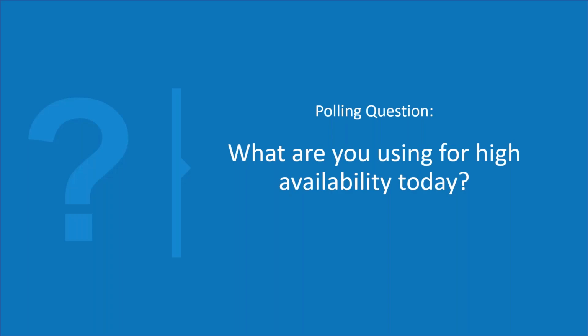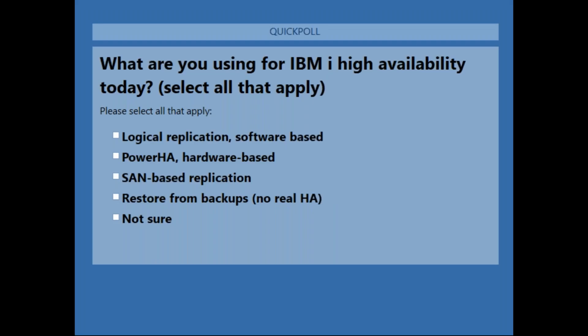All right, so let's take a look. We have our first polling question here. What are you using for high availability? I'm going to open up that first question. You should see it up here shortly. Brian, are you seeing it on your end?